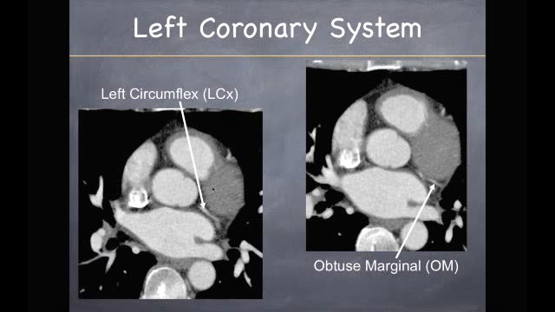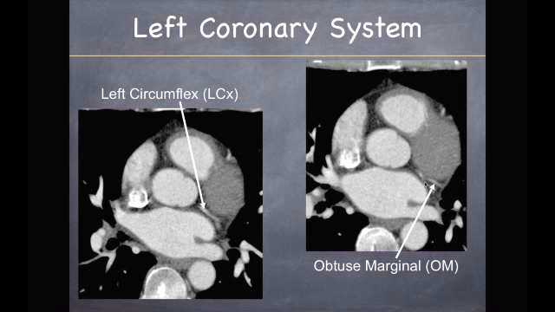The left circumflex comes off, and then the branch that's going to go off of that is the obtuse marginal branch. The obtuse marginal branch is going to go out towards the diagonal branch over the lateral left ventricular wall. Again, the diagonal and obtuse marginal branches are going to come together to supply that lateral left ventricular wall.